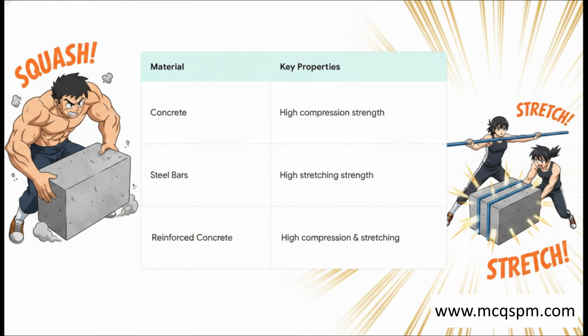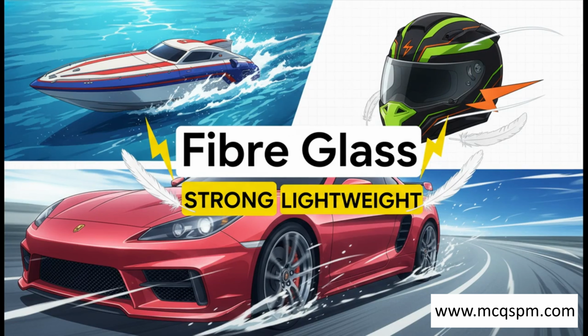So here's why it's so brilliant. Concrete by itself is amazing when you try to squash it. It has really high compression strength. But if you try to stretch or bend it, it cracks and fails. Steel, on the other hand, is incredible at resisting stretching forces. So what do we do? We embed steel bars, that's our strengthening substance, inside the concrete matrix. And boom, we get a super material that can handle both being squashed and being stretched. It's the ultimate partnership.